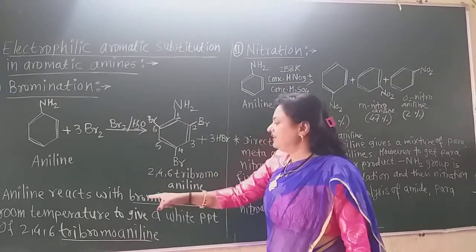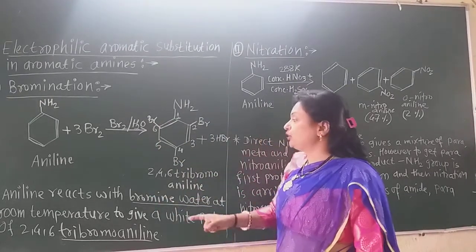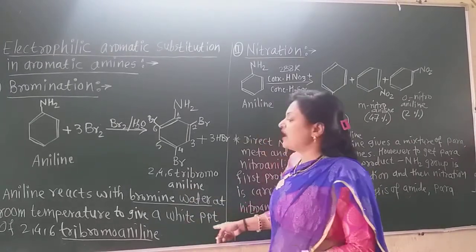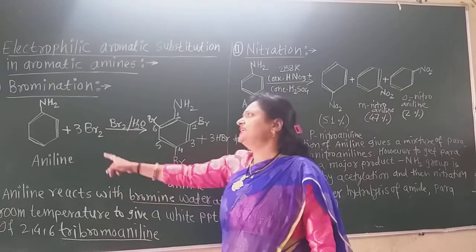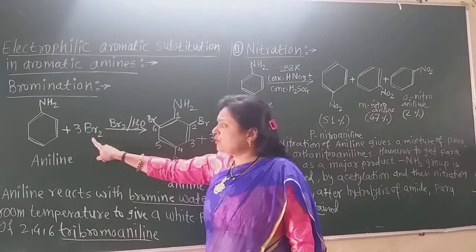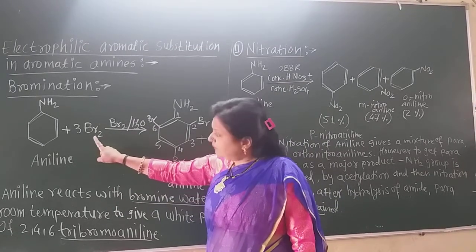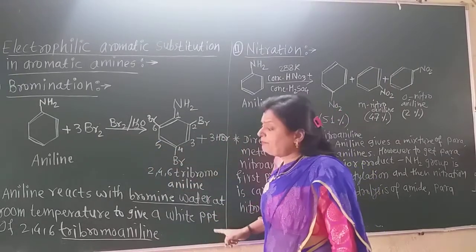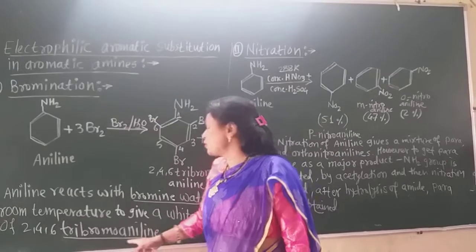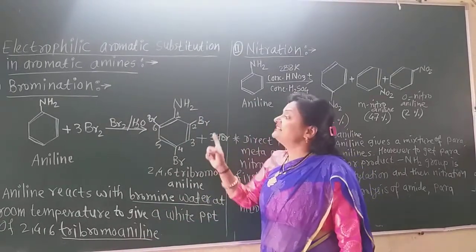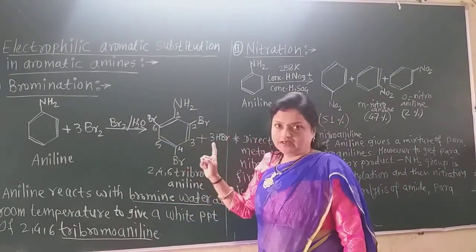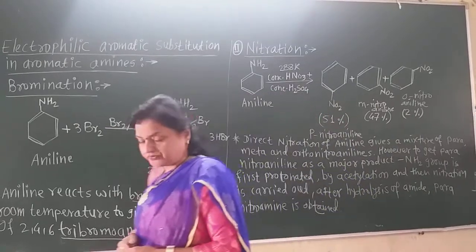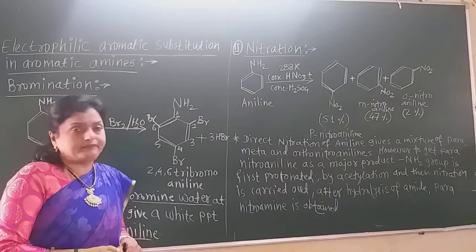Now when aniline reacts with bromine water at room temperature, we obtain a white precipitate. Bromine is actually a reddish-brown liquid, but when it is added, we obtain the white precipitate of 2,4,6-tribromoaniline. That means there is addition of bromine in the aniline. That is the test of the bromination, because we obtain the white precipitate.